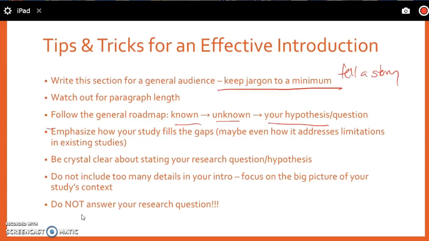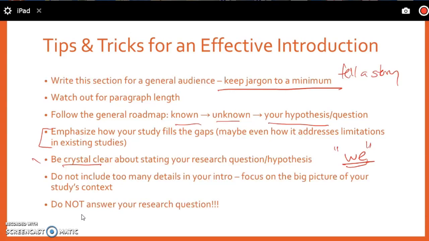When you do this, really make sure you emphasize how your study fills the gap. You might even want to address limitations in existing studies, and we'll see some of that actually happening in the example that I'll show you, as well as in the article that Henry has graciously agreed for us to look at. Make sure you're crystal clear about stating a research question or hypothesis. This is not the time to be vague. Be very clear, ideally using "we proposed that," or "we found that," or "we want to do this," right? Focus on what you are doing.